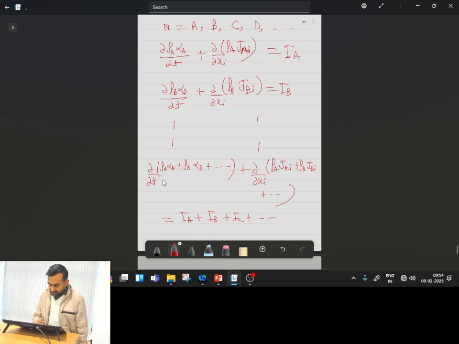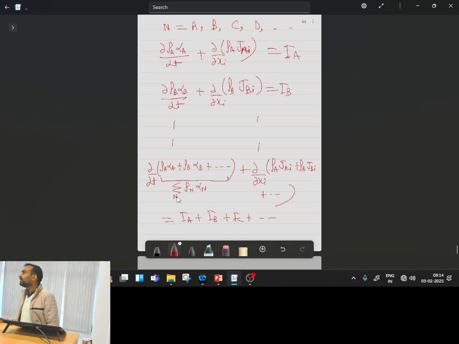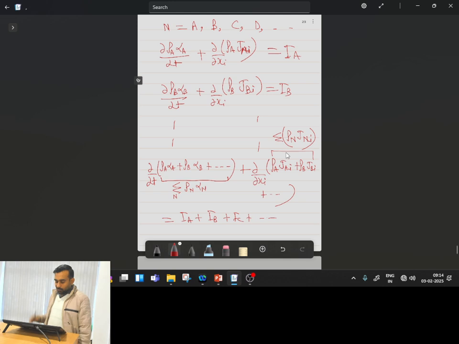Now, what is this quantity? This quantity can be simply written in terms of summation of rho n into alpha n over the n. Is this one clear? And the second quantity, this additional term in the bracket, can be written in terms of summation of rho n into Jni. Is this point clear? So this is the second quantity.